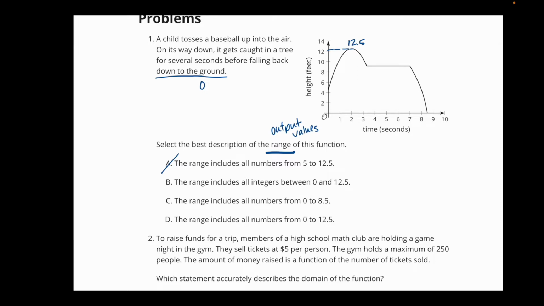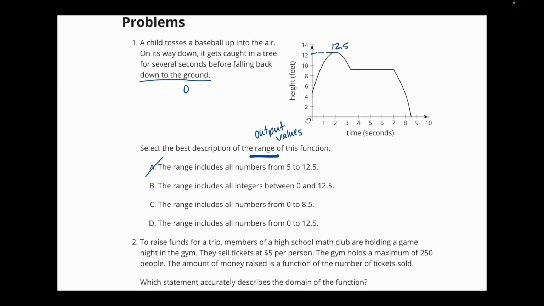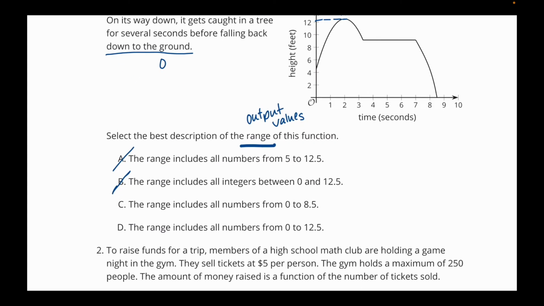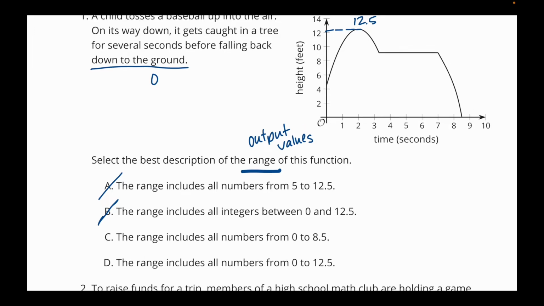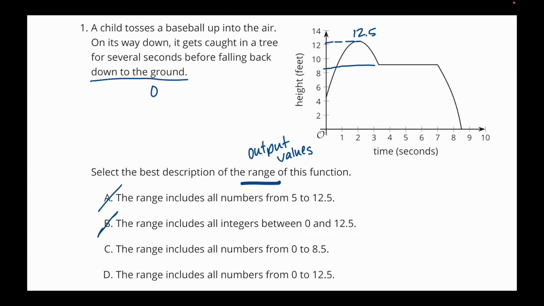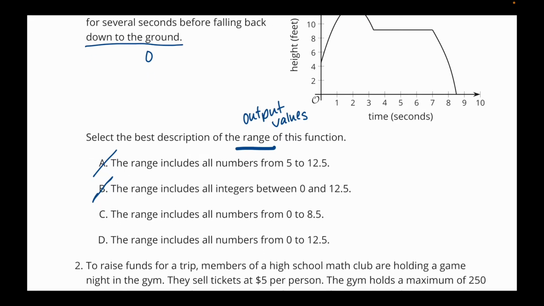Not true. This baseball is not just going to skip to whole numbers. It's actually going to fall the entire way instead of just teleporting from 12 feet to 11 feet to 10 feet. So it's not going to be just integers. I mean, it does include those, but it's not just those. Our third option here for C, it says the range includes all numbers from 0 to 8.5. 8.5 looks like maybe where it's in the tree and it gets stuck. But it goes above that, so not that one.